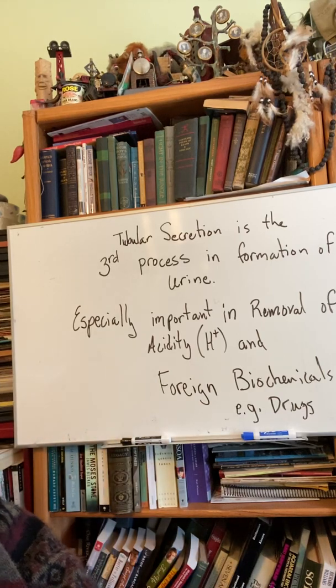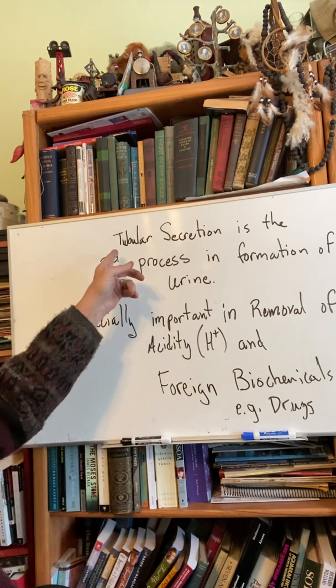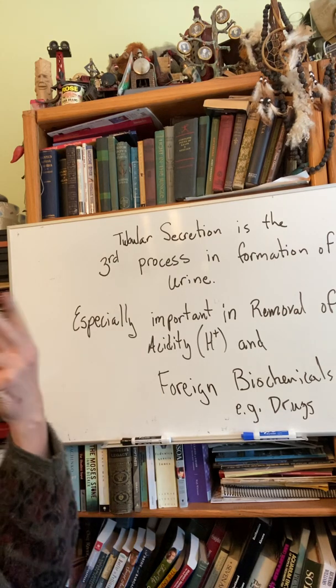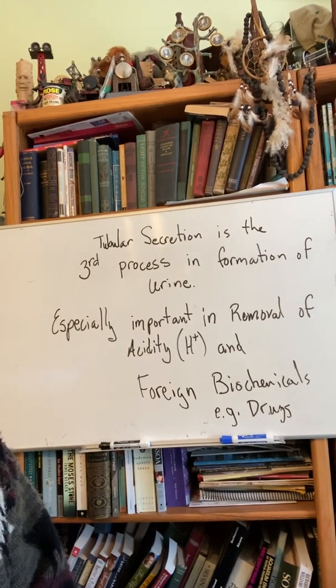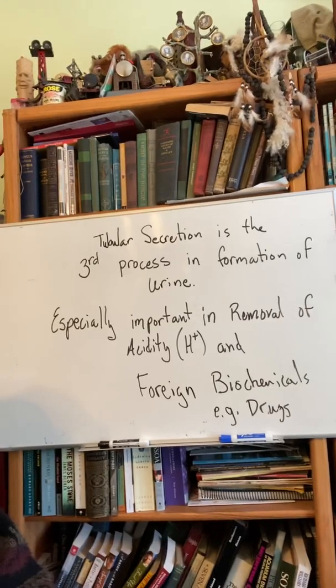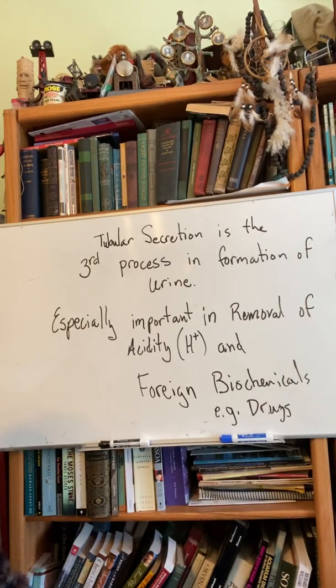All right, so the final process in the formation of urine is something called tubular secretion. And this is going to be happening throughout the tubules. I realize my video may not be showing everything. Throughout the renal tubules, and we had said this is especially important in the removal of acidity.